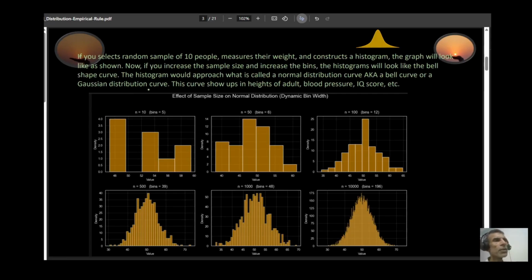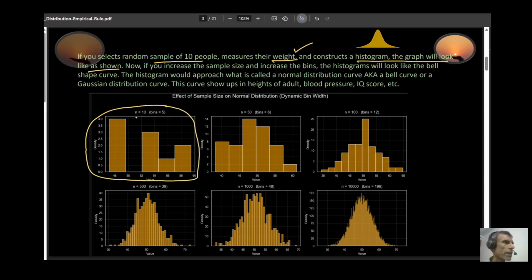Let's say you go to a city and you randomly select 10 people and you measure their weight. It doesn't have to be weight. You could be measuring their height, their blood pressure, could be anything. So let's say we are measuring their weight and you construct a histogram of only these 10 people. This is how your histogram will probably look like. Mine looks like this. You could be a little different, but it's going to be something like that.